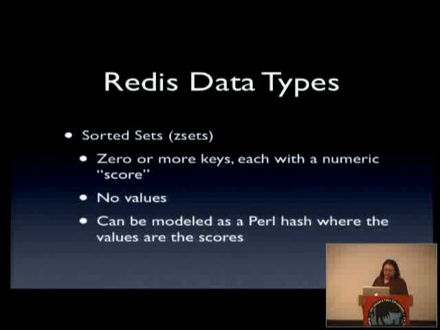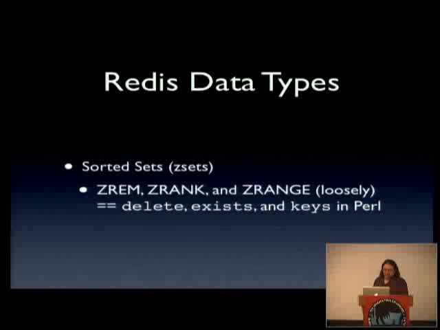And this is probably the most foreign type of structure for people who are used to Perl. But we can sort of model this as a hash where the keys are the members. The keys are the members of the set, and the values are the scores. And again, here are some examples of some more Redis commands. These all start with Z. These are sort of analogous to these Perl hash operators. We'll look a little bit more into these in a minute.